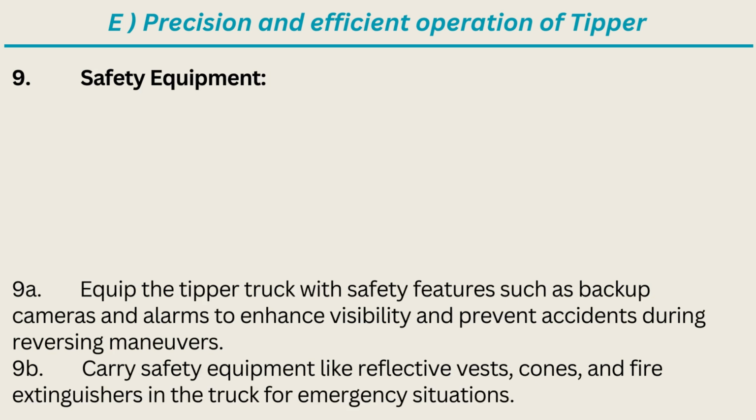9. Safety equipment. 9A. Equip the tipper truck with safety features such as backup cameras and alarms to enhance visibility and prevent accidents during reversing maneuvers. 9B. Carry safety equipment like reflective vests, cones, and fire extinguishers in the truck for emergency situations.